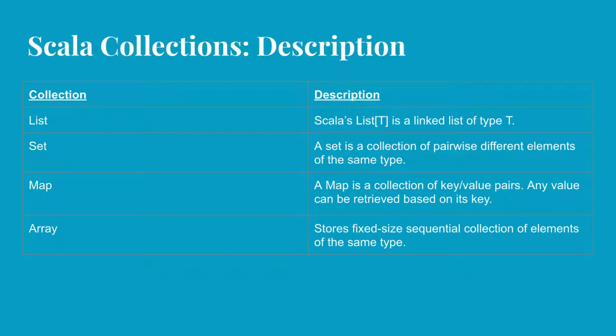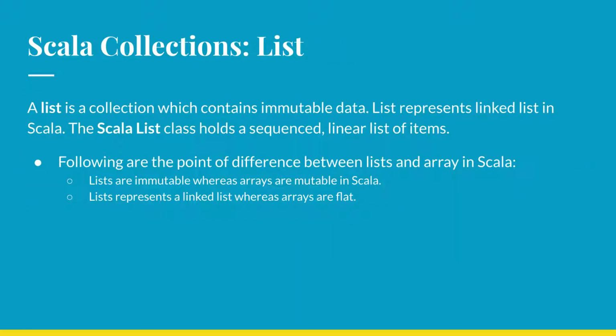Now, let's go through what each of these items actually are. So lists: this is Scala's list, and it is a linked list of type T. We have sets, and a set is a collection of pairwise different elements of the same type. A map is a collection of key value pairs. Any value can be retrieved by its key. And then we have arrays, and this stores a fixed size sequential collection of elements of the same type. We will go into more detail for each of these as we go through the process.